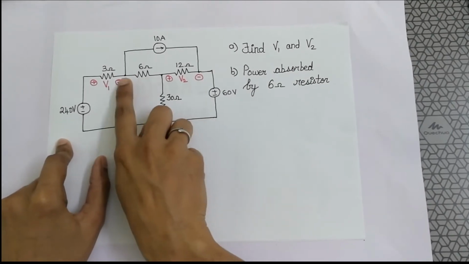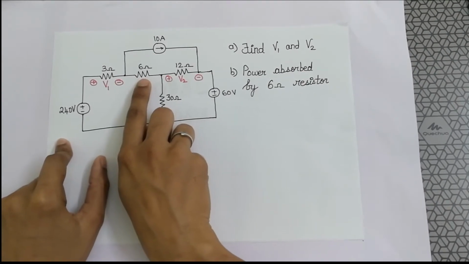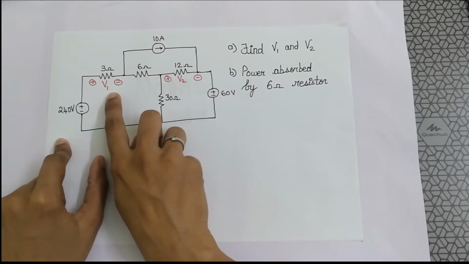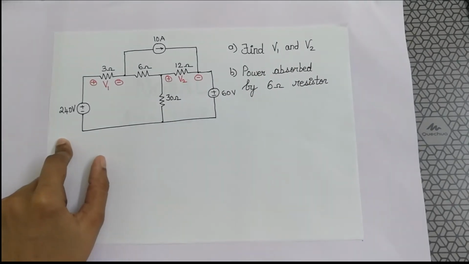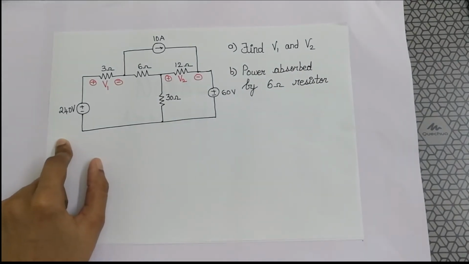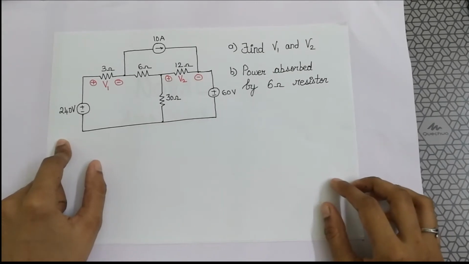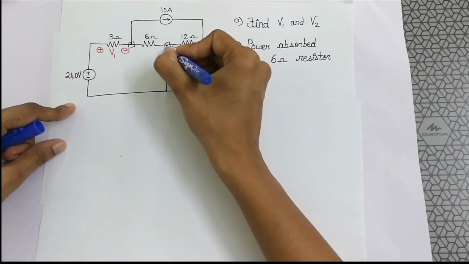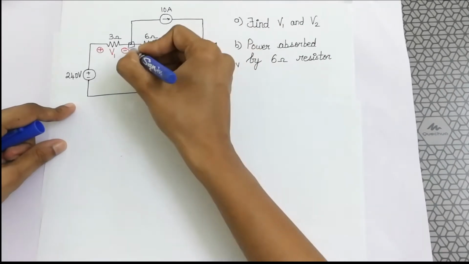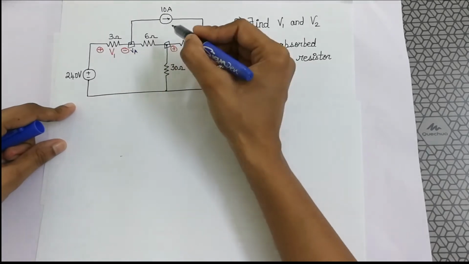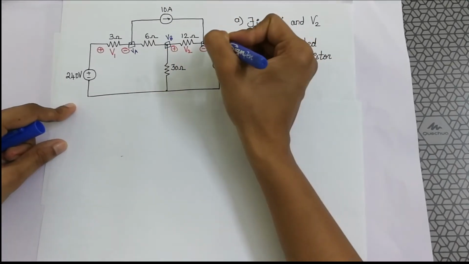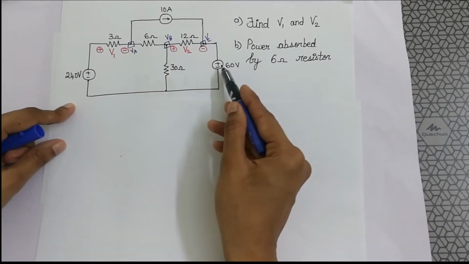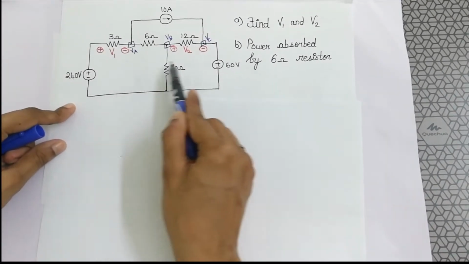This is the 6 ohm resistor. To find the power absorbed, we should either know the voltage across it or the current that is passing through it. We will first solve for V1 and V2 and then proceed with finding the power across the 6 ohm resistor. We have 3 principal nodes in this circuit, 1, 2 and 3. I am calling this VA, this VB and this VC. We will first find out VA, VB and VC and then go to finding V1 and V2.